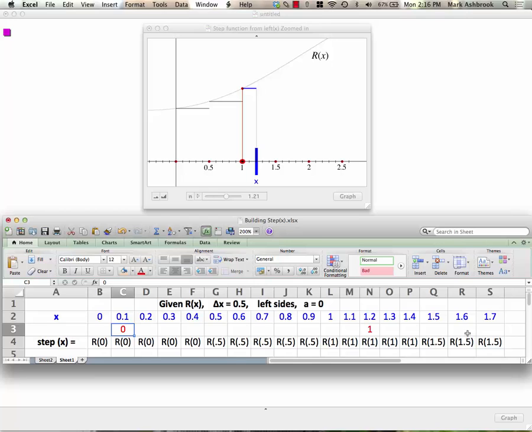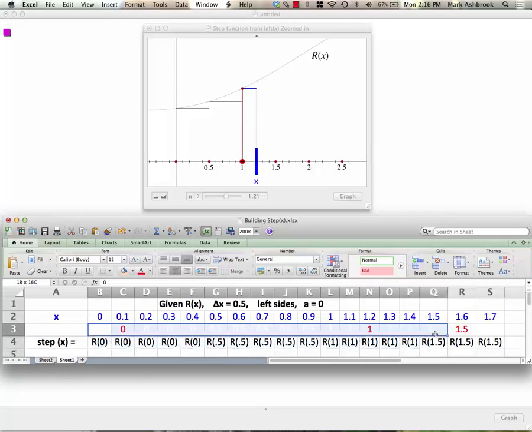And then what does 1.6 get mapped to? 1.5. So this is our middleman. Our middleman is the x value that we're going to plug into R. So we've got the original current x value, the x mapping to the x we're going to plug into R, and then we plug that into R. And so that will give us step of the original current value of x.